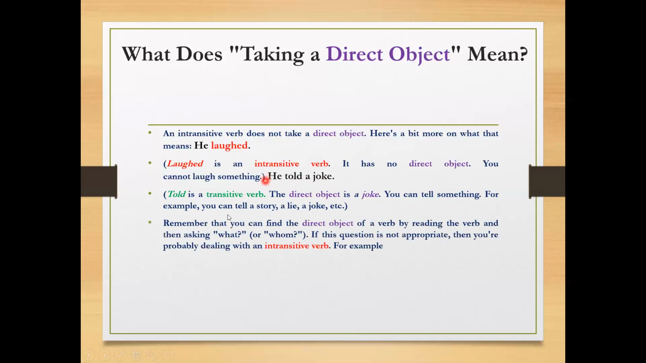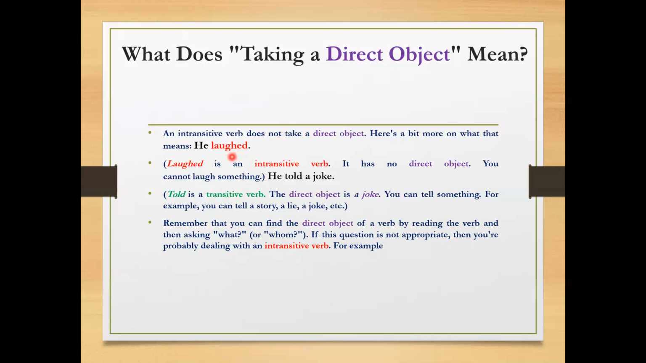Now remember that you can find the direct object of a verb by reading the verb and then asking what or whom. These are two words, dear students, what and whom. They will help you to identify the direct object. If this question is not appropriate, then you are probably dealing with an intransitive verb. It means that if you ask what or whom and it does not satisfy you, then you can say that this is an intransitive verb. Have a look: he laughed.